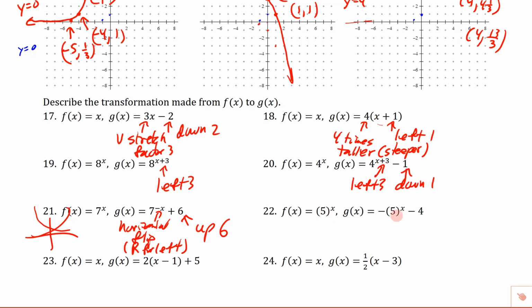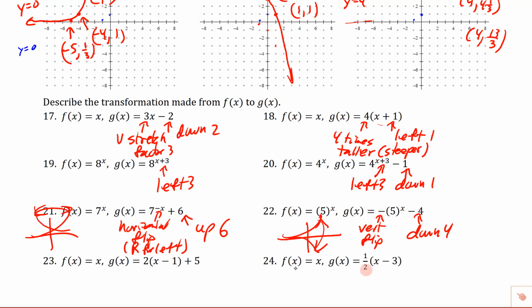This one right here, notice that this is outside, so that's going to be a vertical flip. Okay, so again, if it looked like this, we're going to flip it upside down. You can tell the difference: this is a vertical flip, we're flipping top for bottom. Here, this is a horizontal flip, we're flipping right for left. And then this is going to move it down 4. So we'd flip this upside down, and then we'd move down 4.